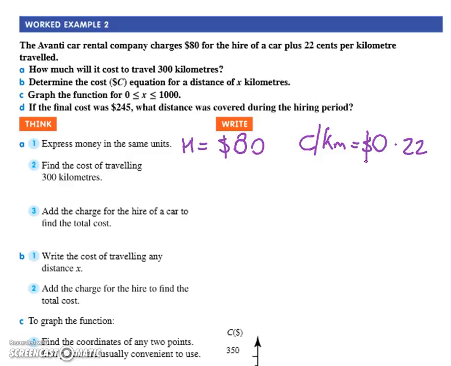So now we need to find the cost of travelling 300 kilometres. How do we do that? So what do we do? To find the cost of travelling 300 kilometres, what do you do? Okay, so 0.22 times 300. Is that it? Doesn't matter how fast they're travelling. We're not talking about kilometres per hour. Plus 80. Why?